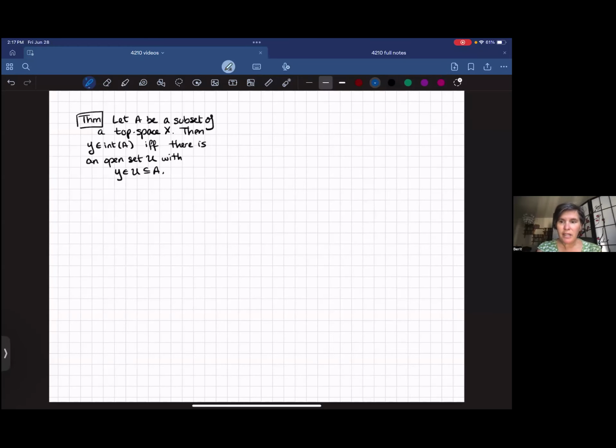Hi, this is Barrett Givens, and I want to talk about a way that we can think about interiors of sets that will help us when we're trying to find the interiors of different sets.